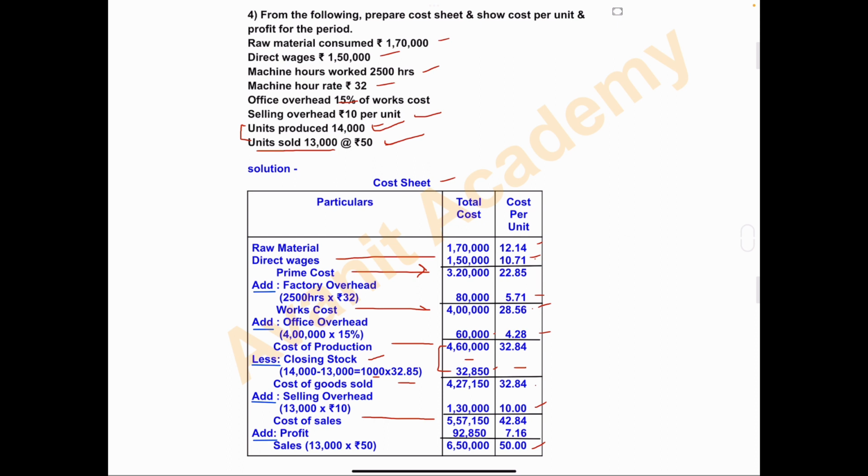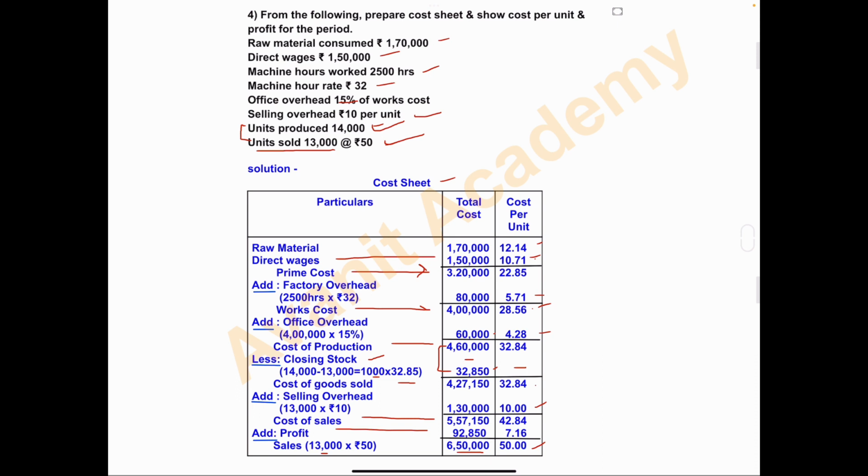And to get this total sales amount, what do we have to do? Number of units sold is 13,000 into rate per unit, selling price per unit is 50. 13,000 into 50, you will get 6,50,000. To get the profit amount, 6,50,000 minus 5,57,150, and you will get the difference amount, that is 92,850. This is the profit.